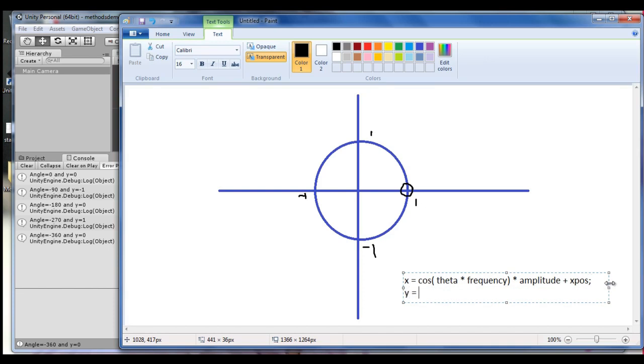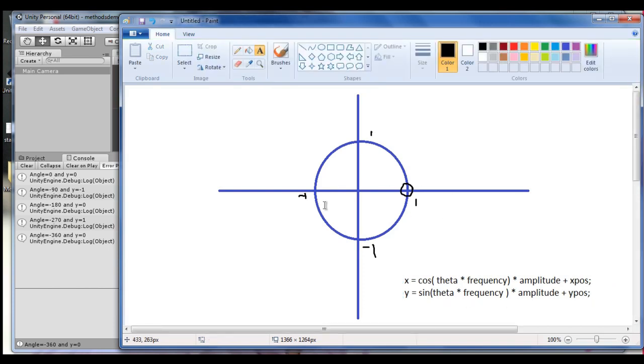Similarly, y is equal to sin theta multiplied by frequency, bracket close, multiplied by amplitude, plus y position. This is useful stuff over here. Let us understand this a little bit.